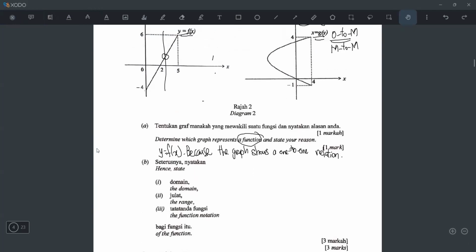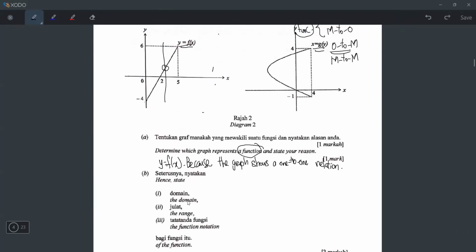Okay, let's go to question B. Now they say hence state the domain, the range, the function notation of that function. So we can assume that they want you to state the domain, range, and function notation of the one that you say is a function, which is this one lah. So what will be the domain? You need to know that domain, the other word for it is object. Okay, when they say domain means they're referring to the object. Range means it's like an image. Okay, and function notation, that one later I'll explain.